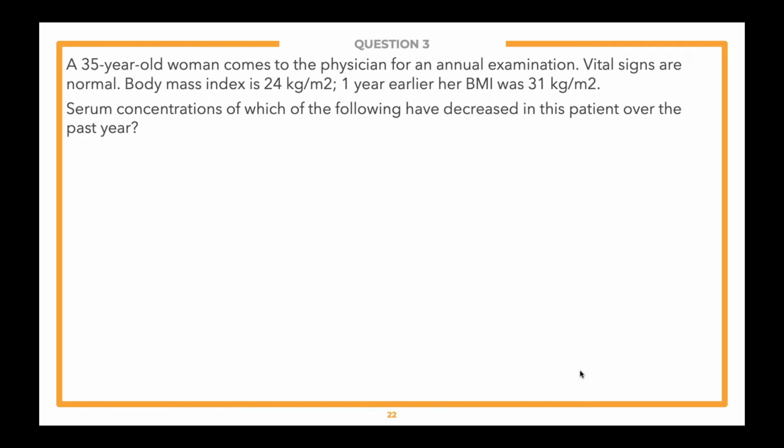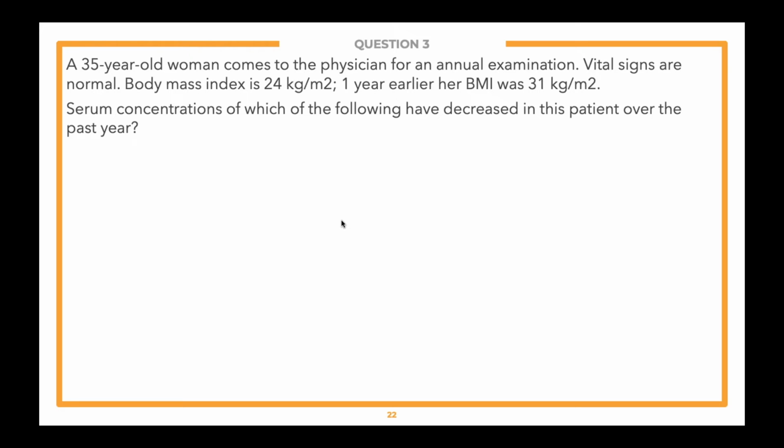All right, I see the responses coming in. Let's take a look at that vignette. A 35-year-old woman comes to the physician for an annual examination. Vital signs are normal. Body mass index is 24. 1 year earlier, her BMI was 31. Serum concentrations of which of the following have decreased in this patient over the past year?